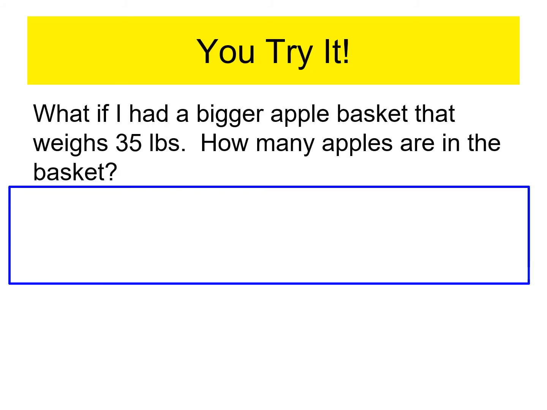What if I had a bigger apple basket, a bushel basket, and it weighs 35 pounds? How many apples are in the basket? Why don't you pause the video and see if you can figure this out using a conversion factor of 3 apples equals 1 pound of apples.